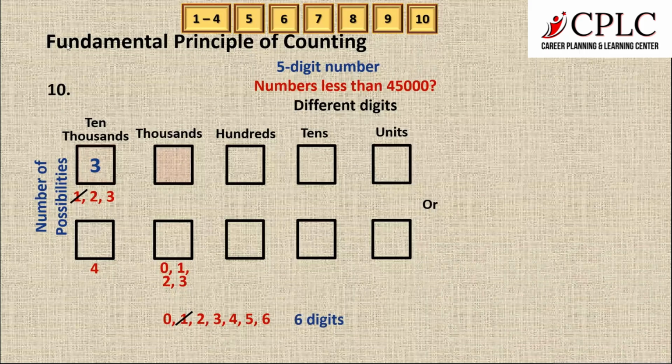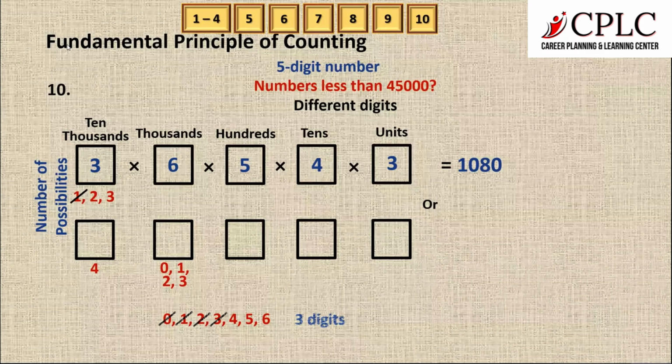Now one digit is fixed already. Thousands place will take 6. Another digit is fixed. Hundreds will take 5. Tens will take 4. And units lastly will take 3. The product is 1080.